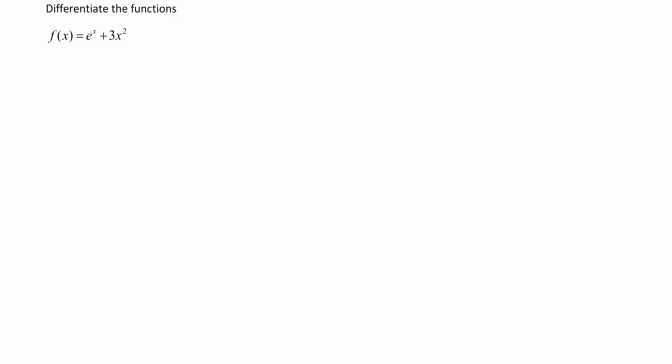Let's find the derivative of f. The derivative of e to the x is simply e to the x. And the derivative of 3x squared, we'll use the constant multiple rule. We bring down the 2 to get 2 times 3 is 6, and subtract 1 from the 2 to get 6x.